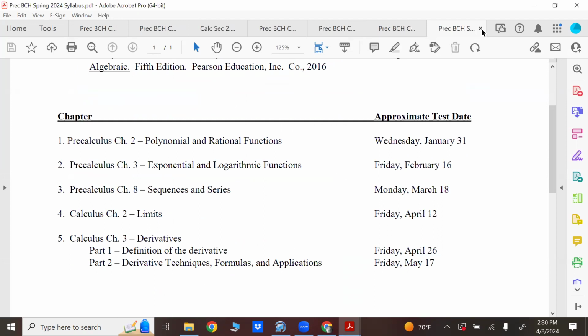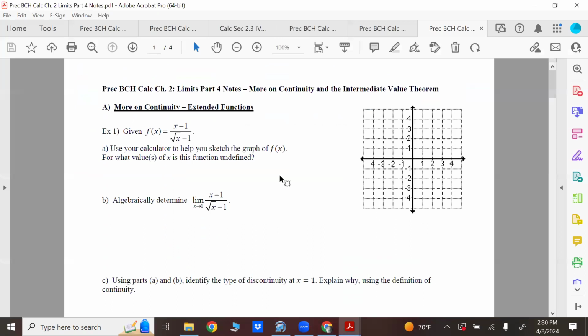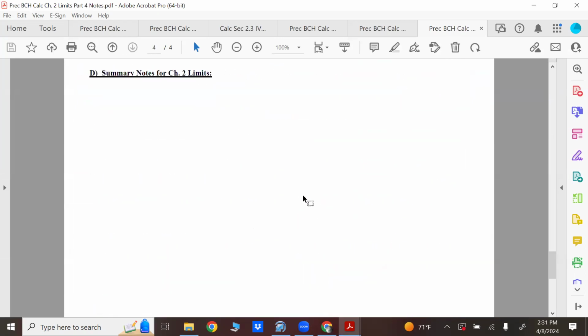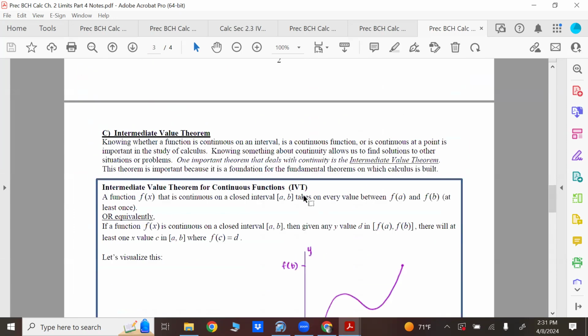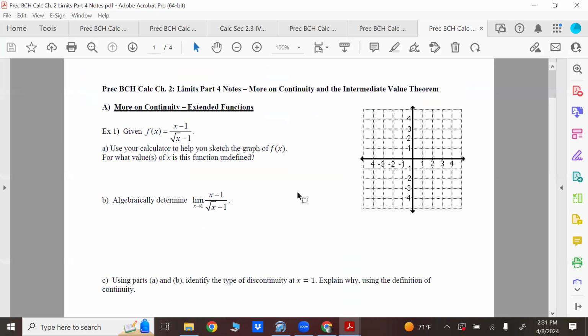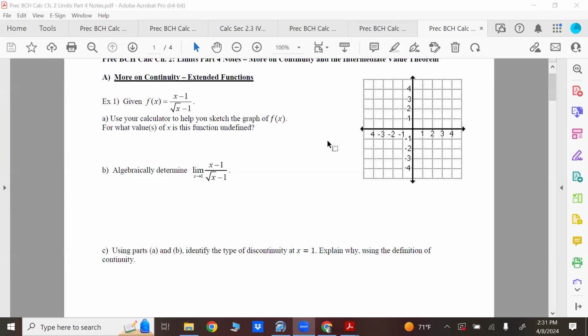All right. So guys, let's go to part 4 notes. And the last page is actually kind of blank. So I don't think we really need to worry about that. But I do want to go over and wrap things up. Let's go over part 4 notes. Here we go, guys. Okay, more on continuity.